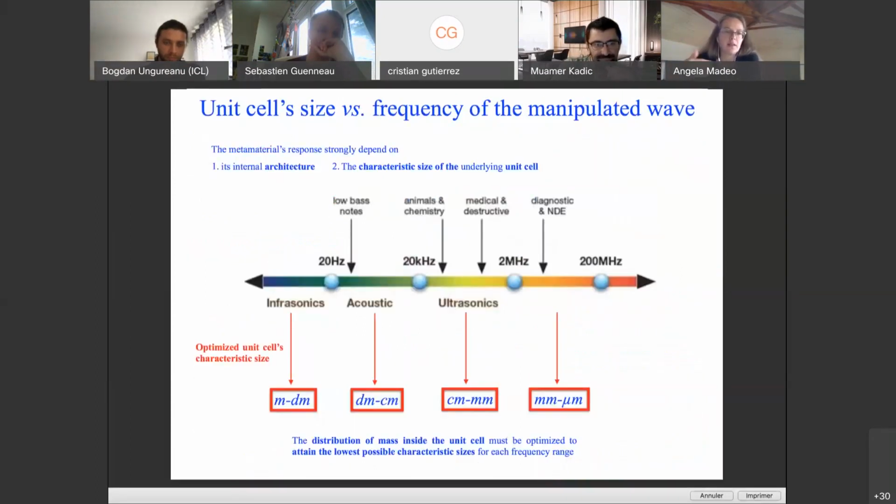Of course, depending on the unit cell size, arranging suitably the mass inside the unit cell, and playing with the dimensions of the unit cell, you can think to filter out or to manipulate waves at different frequencies. All of this we can do today. Okay.